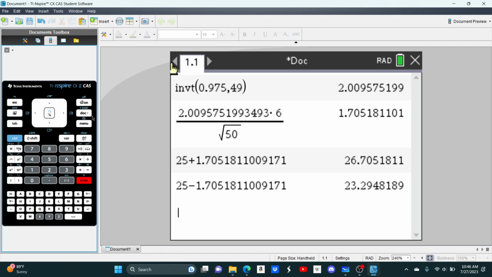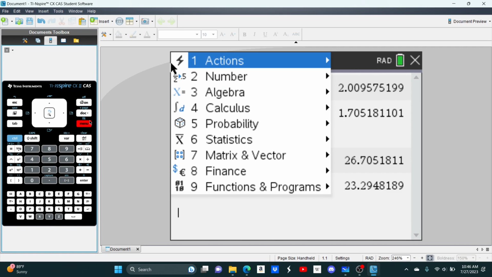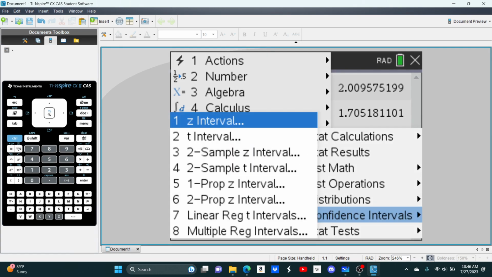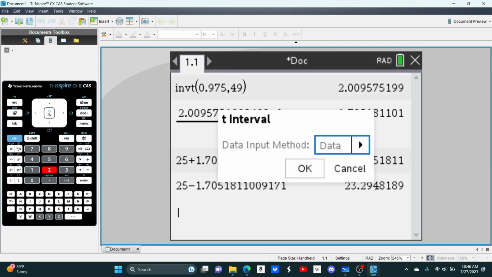If you go to menu and then statistics and then confidence intervals, you'll see number 2 is for a t interval. And this is actually the thing I was getting ahead of myself on the TI-84. If you go to stat and then all the way to the right, it says test. Well, if you scroll down, there's actually options for intervals. So that's where it is on the TI-84. Anyway, here's where it is on the Inspire.